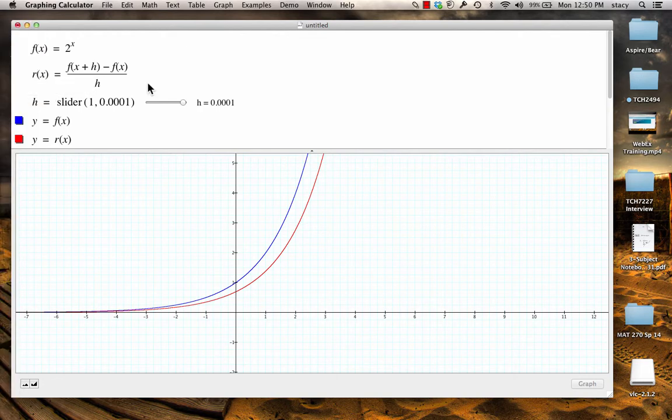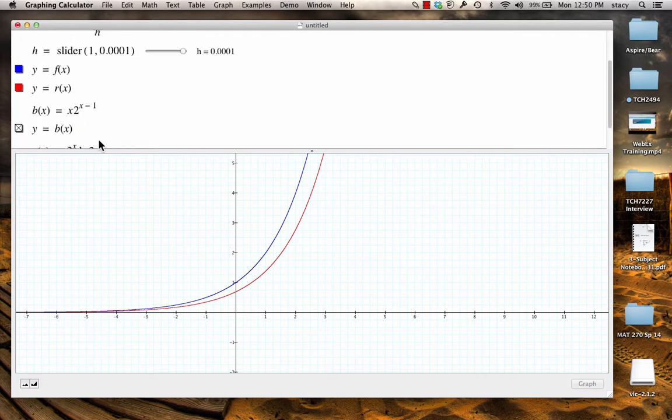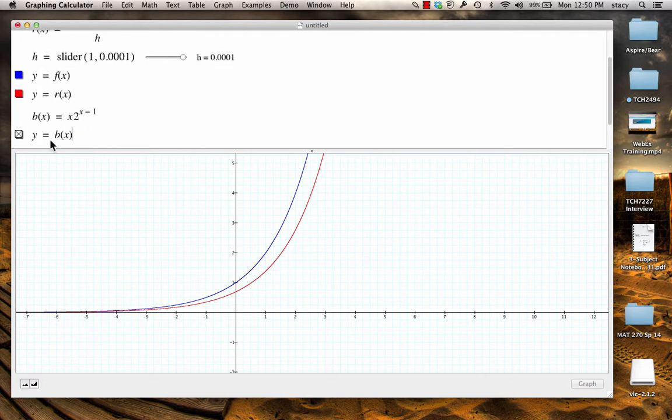Now if you were to accidentally confuse the power rule with the rule for taking the derivative of something of the form b to the x, and you thought, oh, well, maybe the derivative is x times 2 to the x minus 1, well, you could check yourself by graphing that function. So let's go ahead and graph it as green. And you see that this green graph is not the same as the red graph, right?